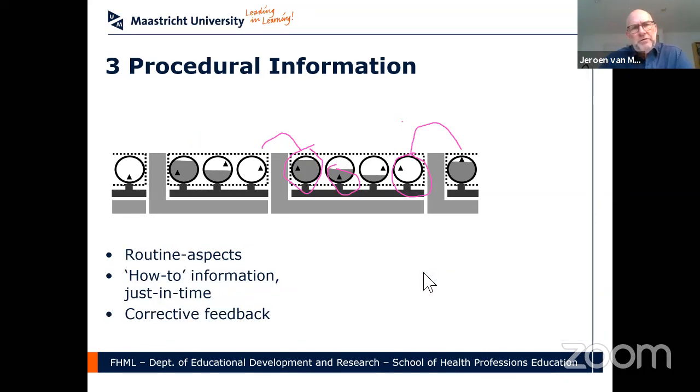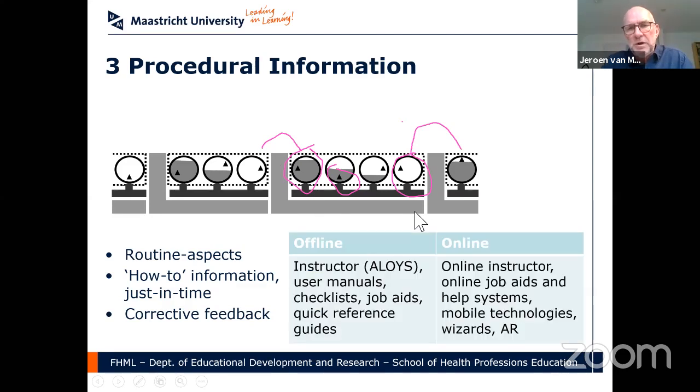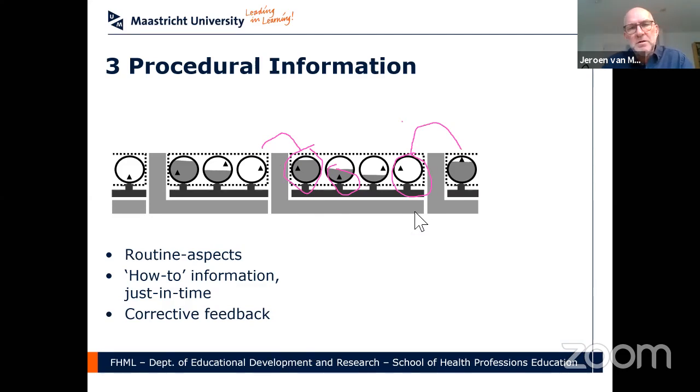Then we have a third component, and that is called procedural information. While the supportive information relates to the problem solving and reasoning aspects of a task, the procedural information relates to the routine aspects of a task, the things that are always the same.